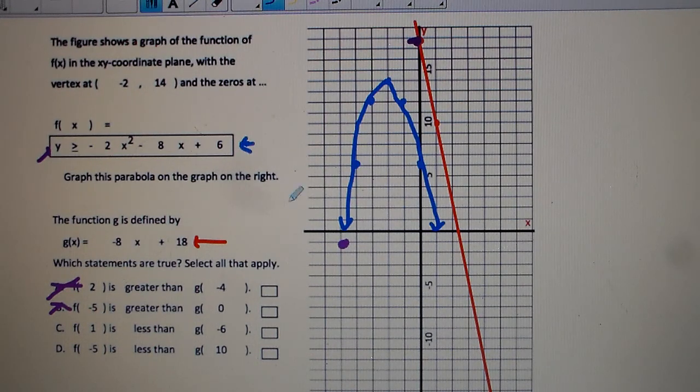f of 1. So when the blue function is at 1, somewhere around here, that purple point compared to g of negative 6, g of negative 6 is somewhere up here. Is this dot greater than or less than? Well, you can see it's lower, so it's less than. So f of 1 is less than g of negative 6. So we put a little check in that little box. We're going to check off C. I'm comparing those coordinates.